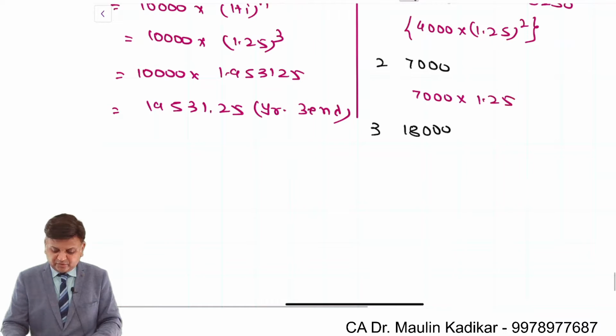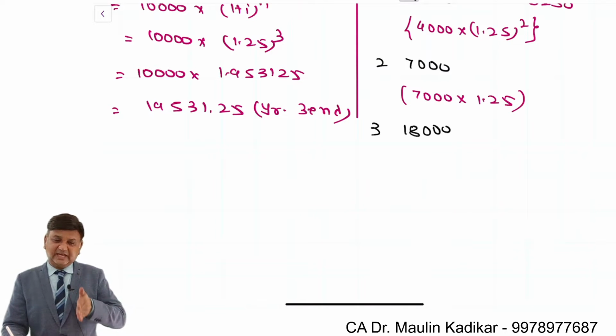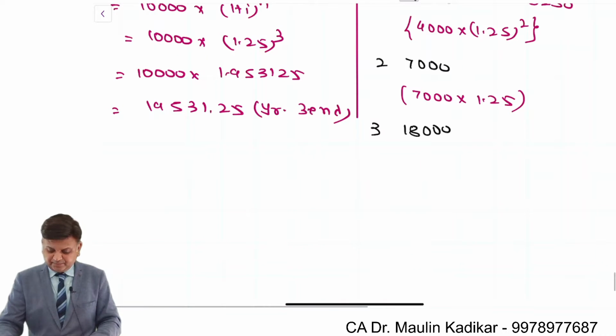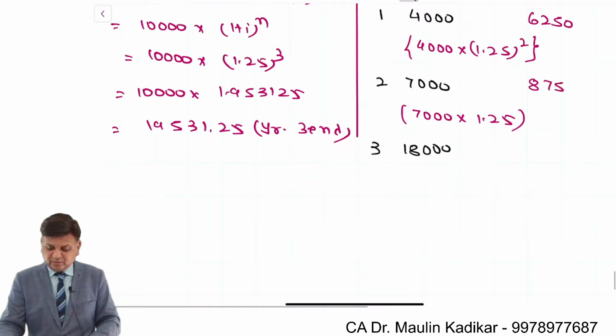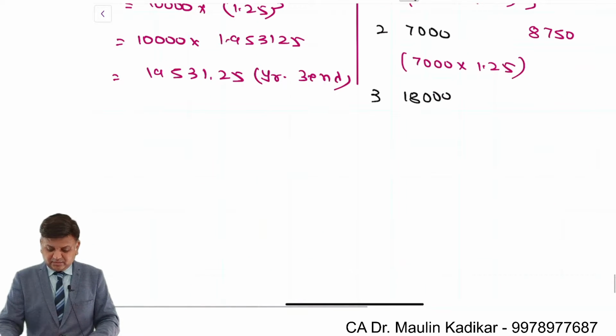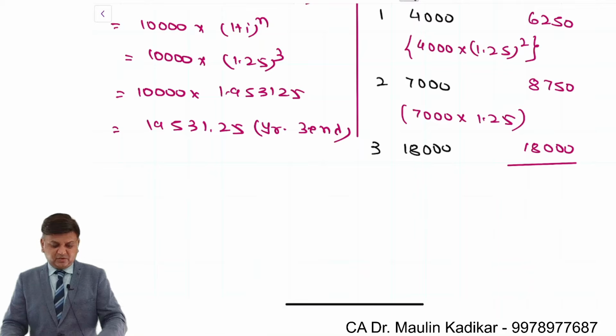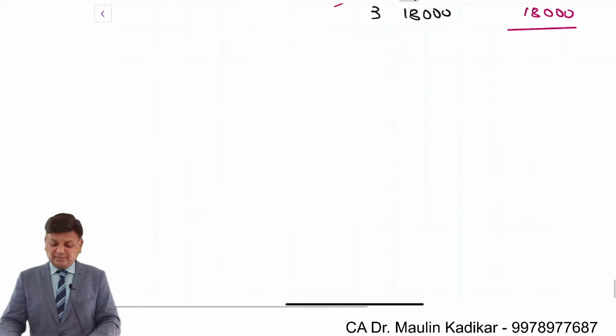7,000 into 1.25, because at the second year end the amount that you receive is reinvested for 1 more year. Because basically we are required to make both the options comparable. And this is the third year amount. Okay. So 6250 plus 8750 plus 18,000. So we can receive from the project an amount of 33,000.